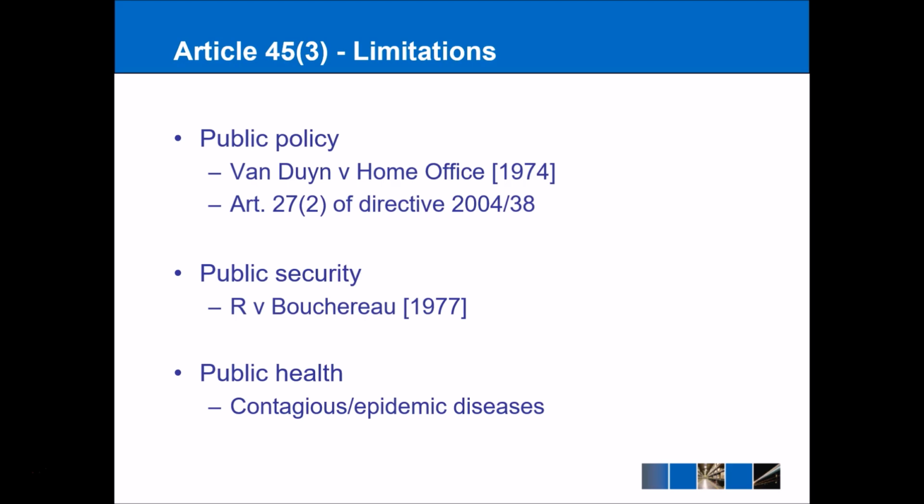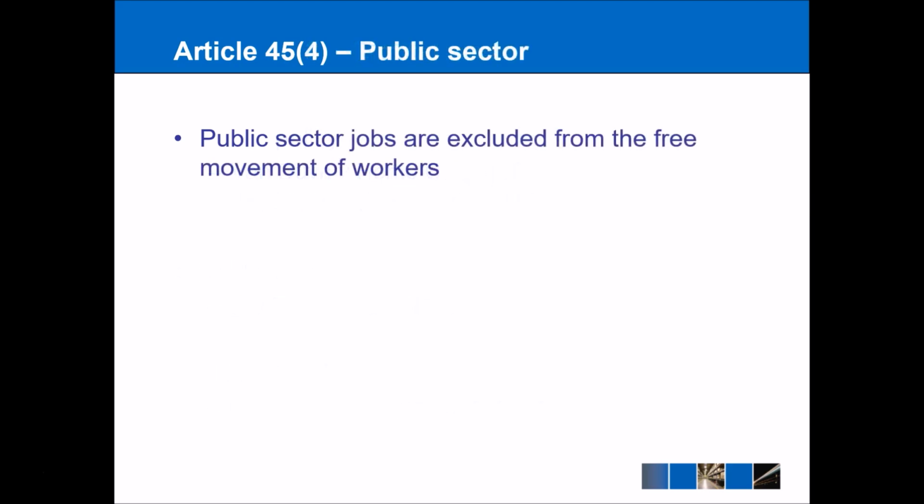Finally, the other limitation that we can have is public health. This includes contagious and epidemic diseases. Relatively obvious, really. Obviously, if something like Ebola or bird flu was more of a threat than it was, then you don't want that spreading right across the whole of the EU. And so there are limitations that can be put in place for those types of diseases. Probably important to note as well that HIV and AIDS is not included as a contagious or epidemic disease. So there's no discrimination against people who have HIV or AIDS.